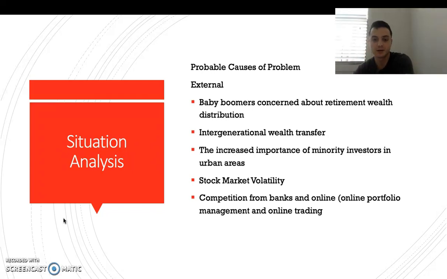Another thing is the stock market volatility. The stock market is always jumping up and down, but especially recently, it's been pretty volatile. So that's another external problem. And finally, competition from banks and online. There's countless competition. It says here, for example, Bank of America purchased Merrill Lynch. So they combine their huge amount of capital and resources as a bank with Merrill Lynch to offer a full range of products and services to people who invest with them. That's really hard to compete with when you're a smaller company like Edward Jones.